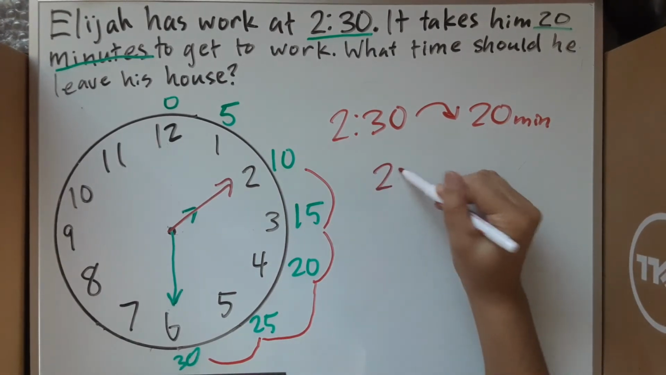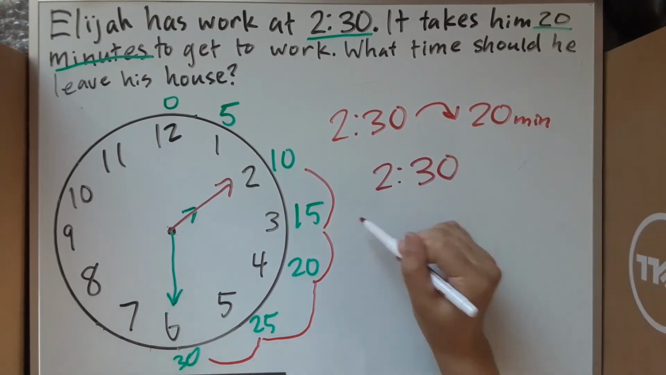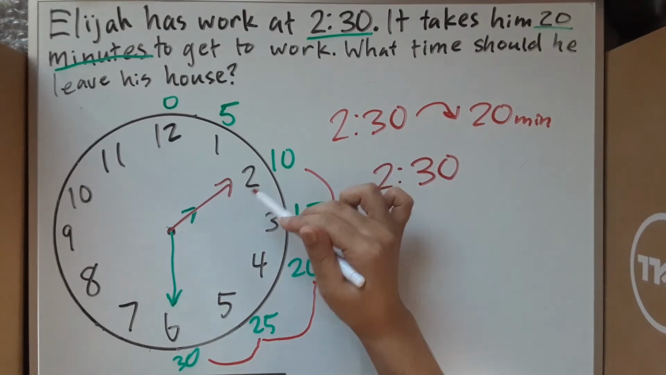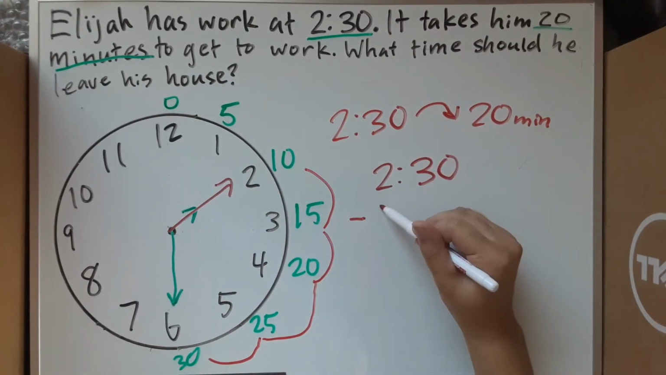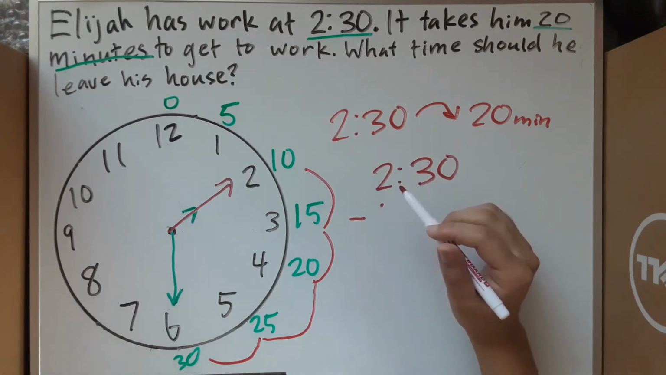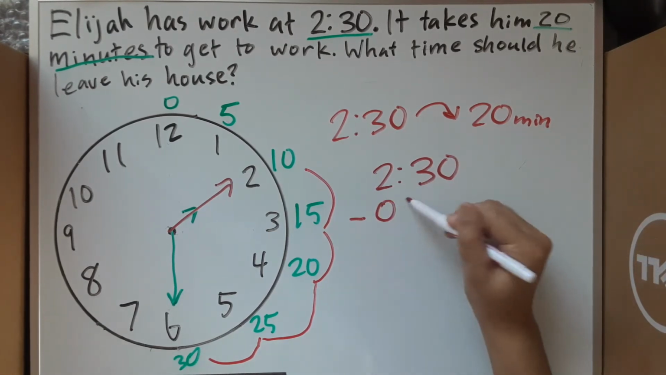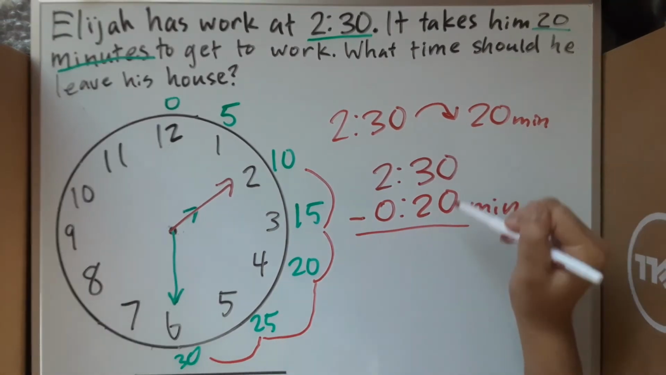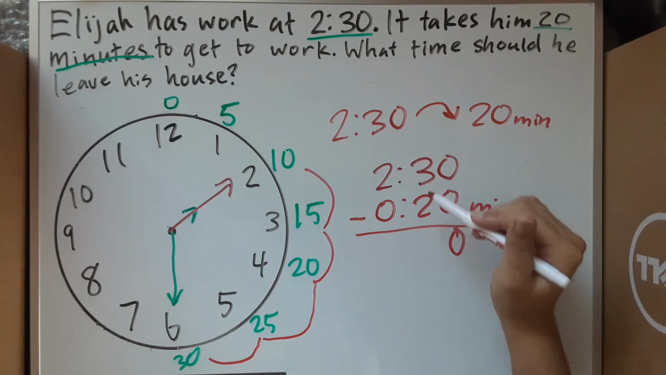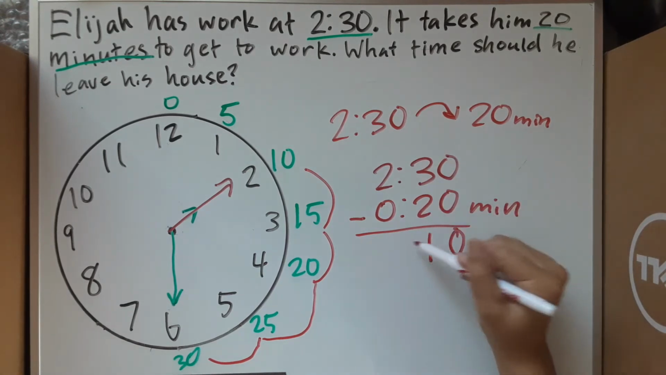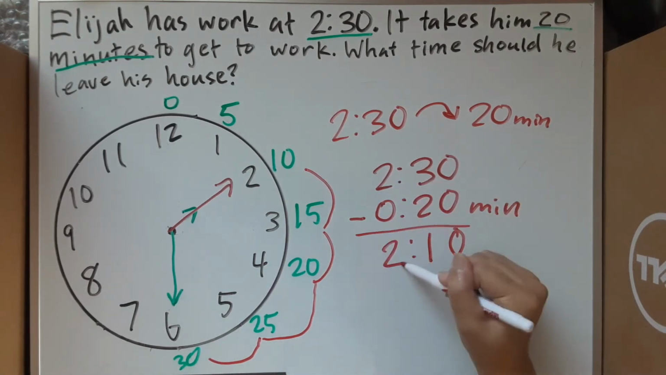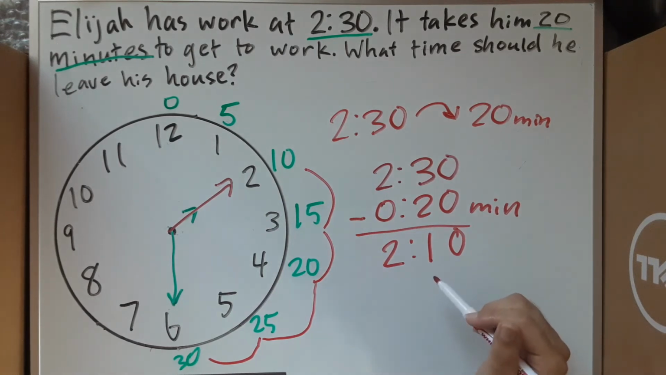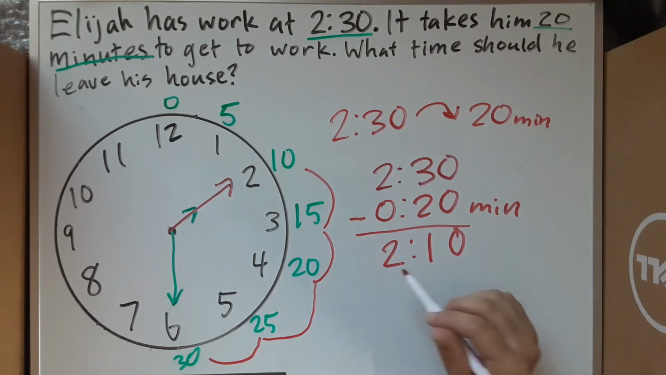So from 2:30 to 2:10, to go backwards 20 minutes, 0 minus 0 is 0, 3 minus 2 is 1, and 2 minus 0 is 2. So Elijah should leave his house at 2:10. Let's do another problem.